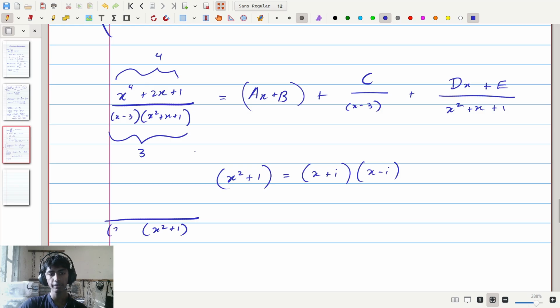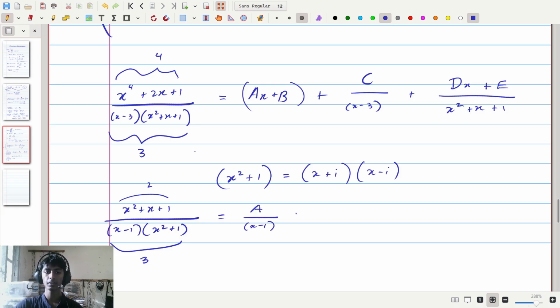Instead, let's give an example of x minus 1 times this thing, and let's say we have x squared plus x plus 1 here. Here we have an overall order of 3, here we have an overall order of 2. In this case, we have a proper rational function. So all we have to do is write a divided by x minus 1, plus, instead of factorizing this and writing some b divided by x plus i and c divided by x minus i, we just write bx plus c divided by x squared plus 1. Here we have an order 1 polynomial divided by an order 2 polynomial, so there's nothing wrong here.